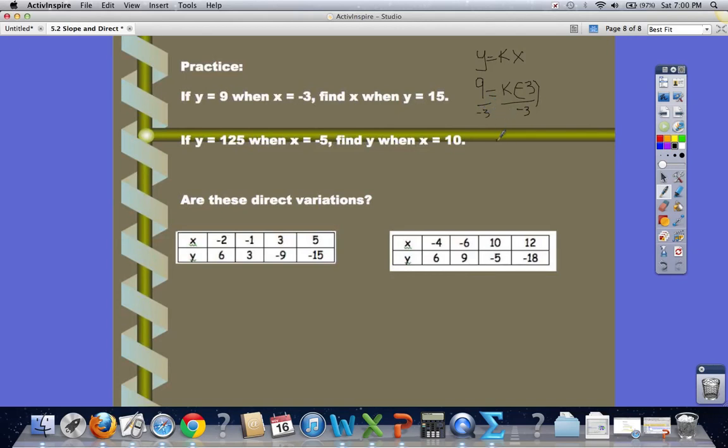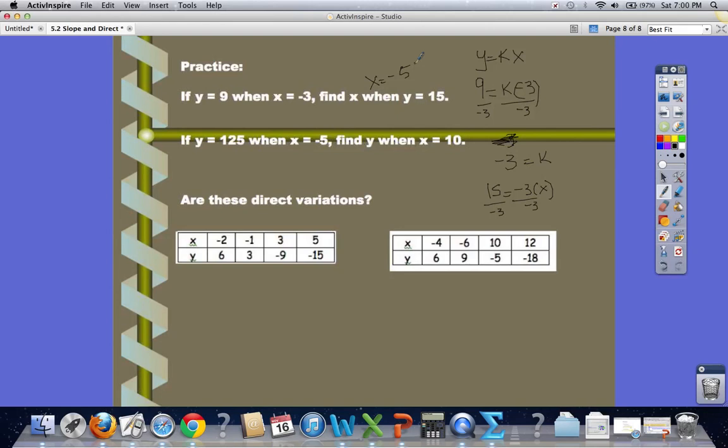All right, 9 divided by negative 3 is negative 3. Can y'all see that? Let me write it down here. Negative 3 is what k is. Now it says find x this time. We don't know what x is, but y this time is 15. So I'm going back to my problem. 15 equals, we know what k is, and we don't know what x is, but we're going to find it. Okay? Divide by negative 3, solving for x. This will mean that x in this problem is negative 5. Okay?